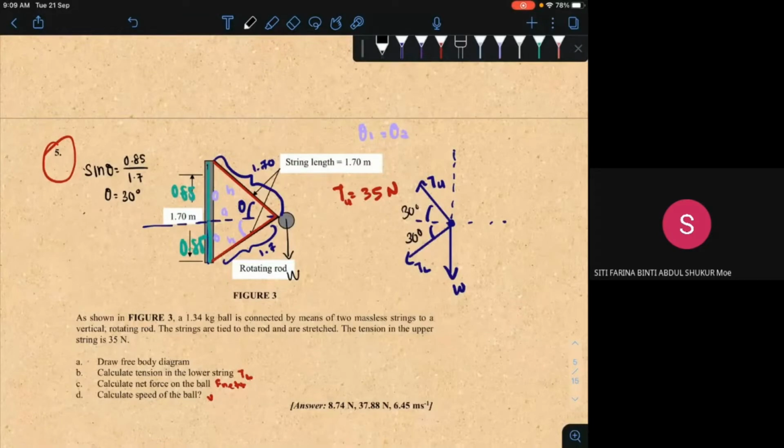Alright, sketching dah settle. Next we are going to look at calculate the tension in the lower string. So kita nak cari T lower dekat sini. This is our objective now.